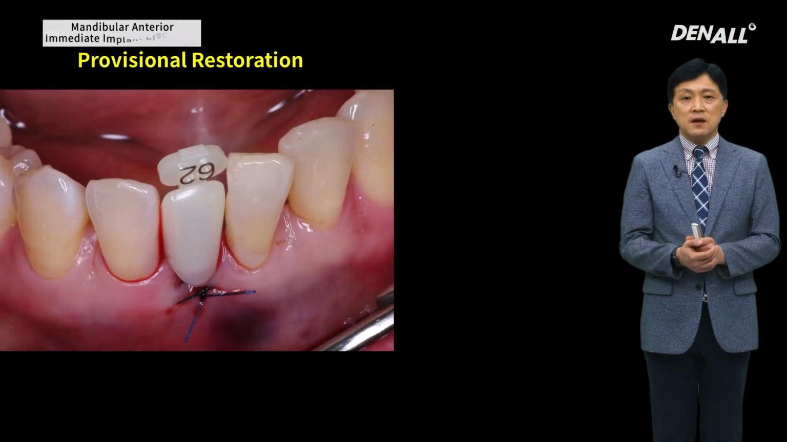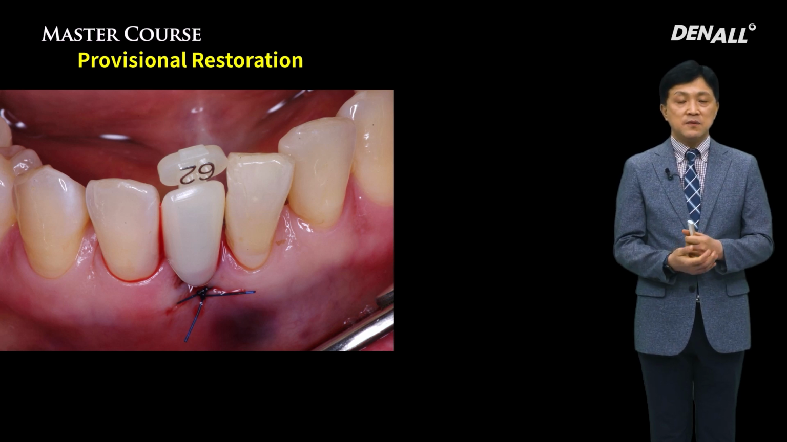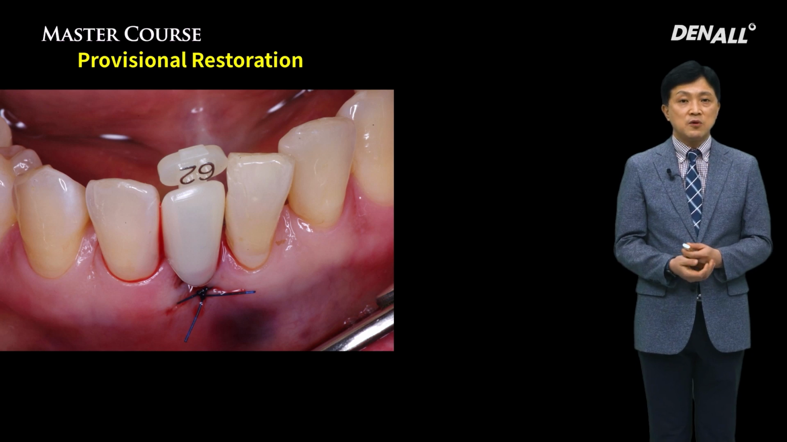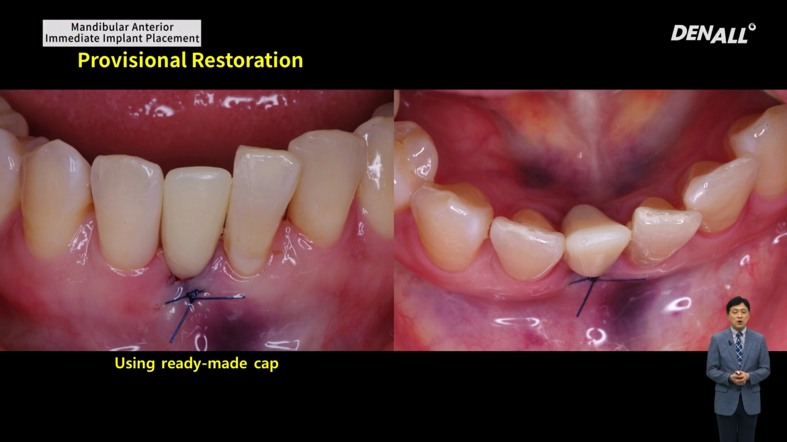Next, provisional restoration. In this patient, we used a ready-made cap, resin filled the cap, and the provisional is delivered. Of course, at the beginning, it should be free from the anterior guidance. It should not be in occlusion, and it should be free from the lateral force when you set the occlusion. So under occlusion would be more desirable.